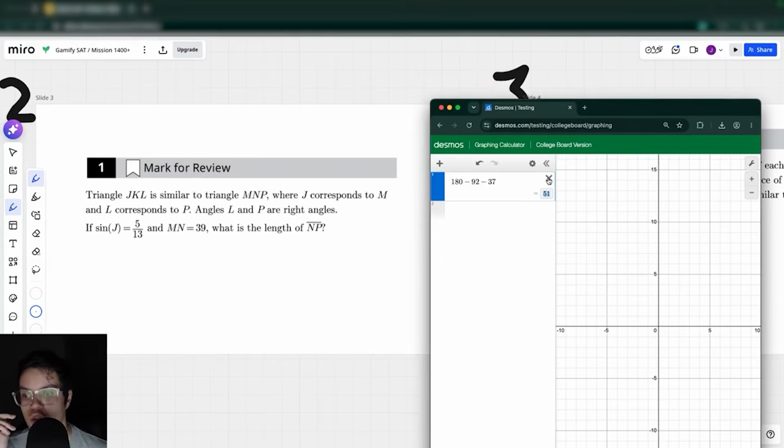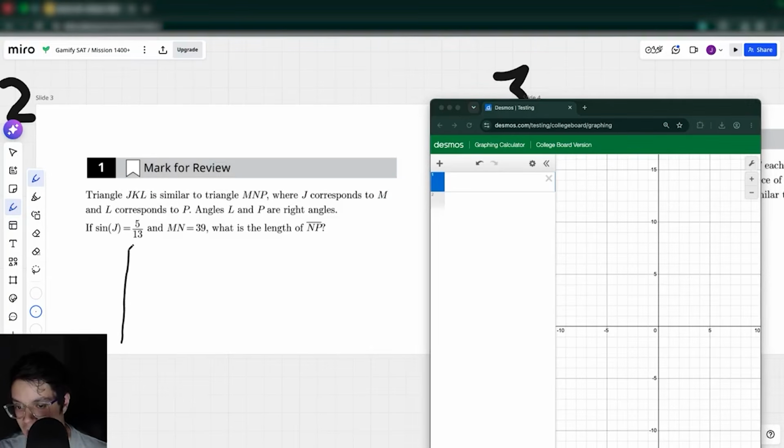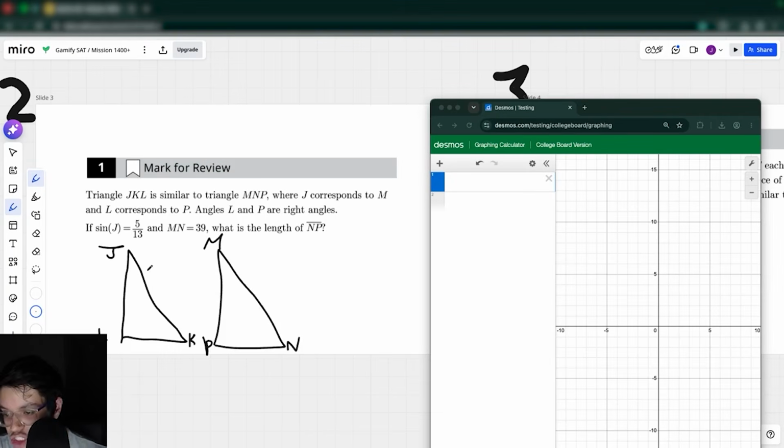So it says here triangle JKL is similar to M, N, and P. It also says that there's going to be a right angle in both of them, so it would be something like this. It says the sine of J would be equal to 5 divided by 13. So what this is basically saying is opposite for J would be this, and then the hypotenuse for that would be this. If you're confused about what I just did there, you can go ahead and watch my other video on right triangles I just posted a few days ago.